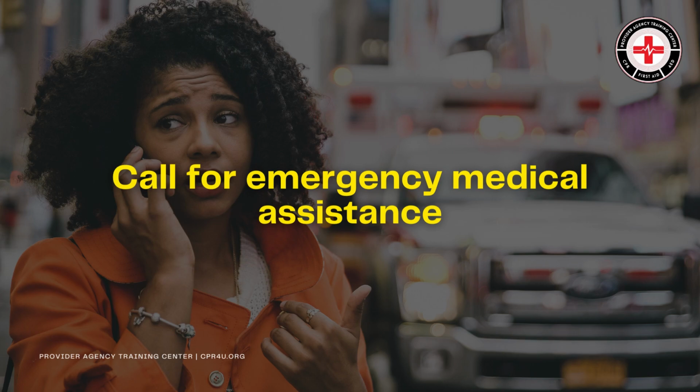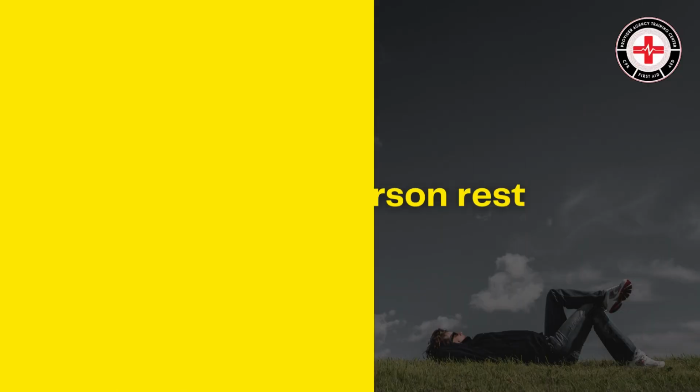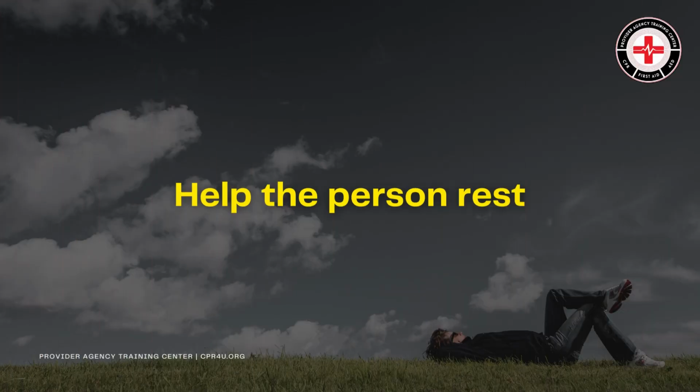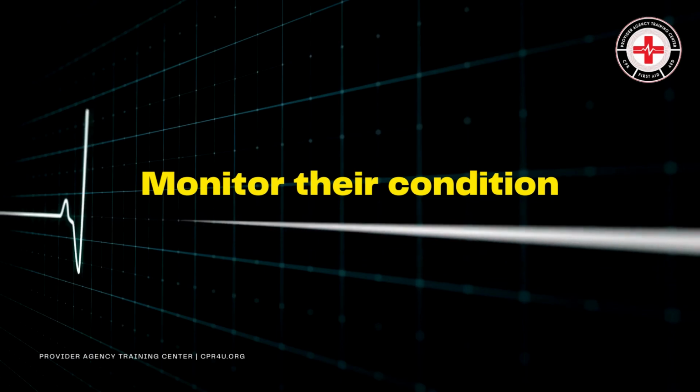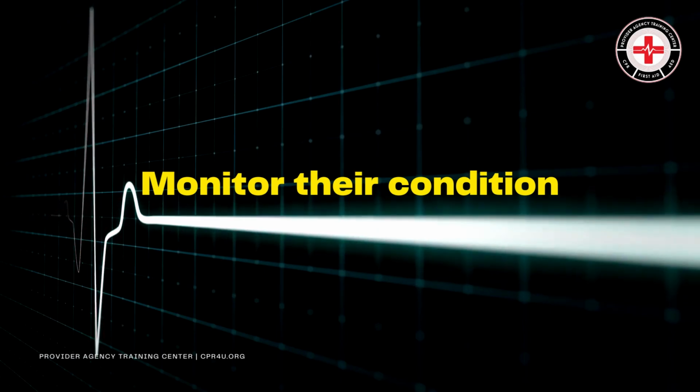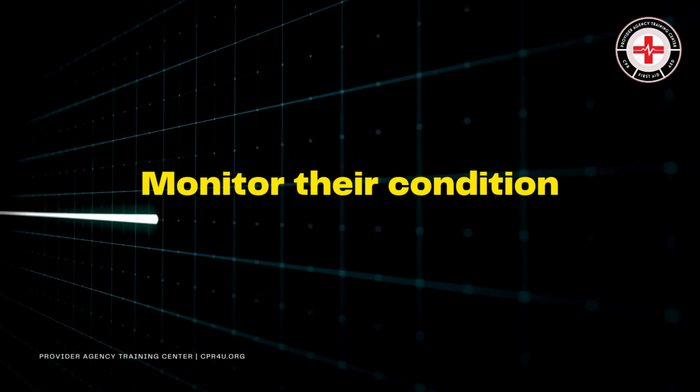Call for emergency medical assistance. If you suspect a stroke, call emergency medical assistance right away. Now that help is on its way, assist the person in finding a comfortable position, preferably lying down with their head slightly elevated. Loosen any tight clothing to aid in breathing. It's important to avoid giving the person anything to eat or drink as they may have difficulty swallowing due to the stroke. Stay with the person, monitor their vital signs, and offer reassurance and support.